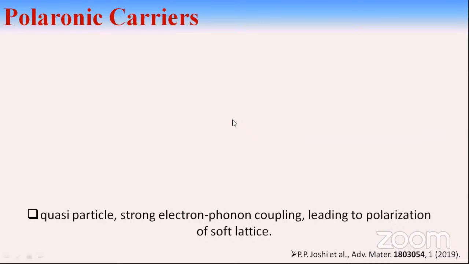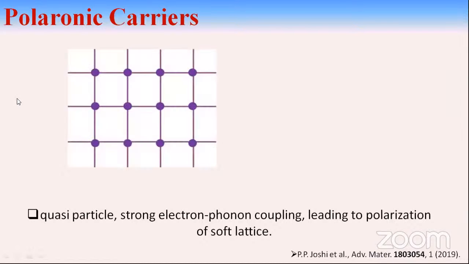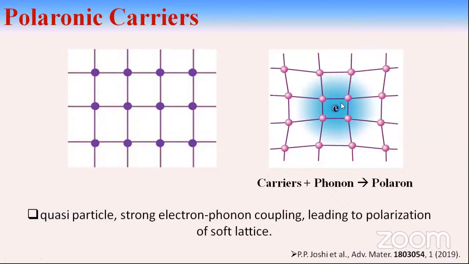So, here, I first discuss what a Polaron is. A Polaron is formed from a strong electron-phonon coupling. Suppose we have a lattice here, and when there is an electron or a carrier inside this lattice, then due to a strong interaction between this electron and the lattice, a Polaron forms. It polarizes the lattice, and this polarization is transported in the system.